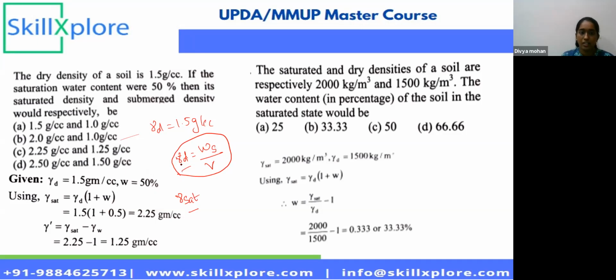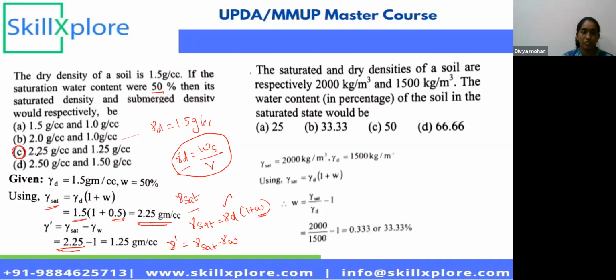While combining gamma sat and gamma D, we know a formula which is gamma sat is equal to gamma D into (1 plus W). They have given gamma D and water content, so we can solve for gamma sat. Substituting gamma D is 1.5 and 1 plus 0.5 for water content, they have given an answer of 2.25 gram per cc. For submerged density, we know gamma sub is gamma sat minus gamma W, so 2.25 minus 1. So the right answer is saturated density first and then submerged.